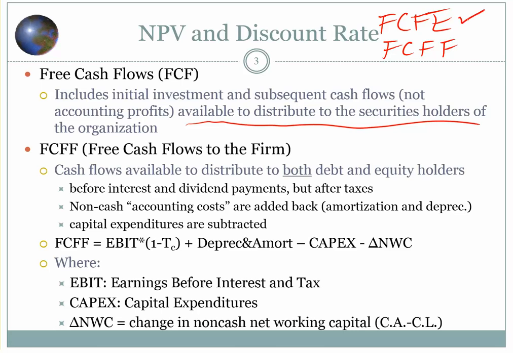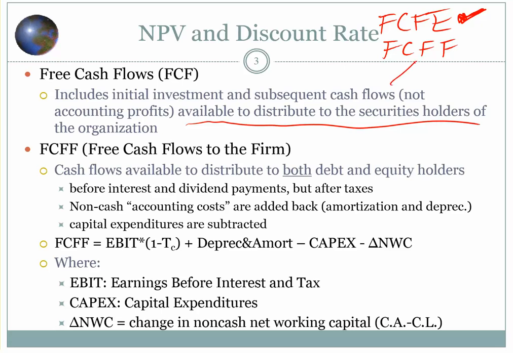Now, free cash flows to equity would be cash flows available to pay stockholders in the form of dividends. So these cash flows, free cash flows to equity, would already have interest subtracted out. Therefore, the remaining cash flows are available to pay to stockholders last.